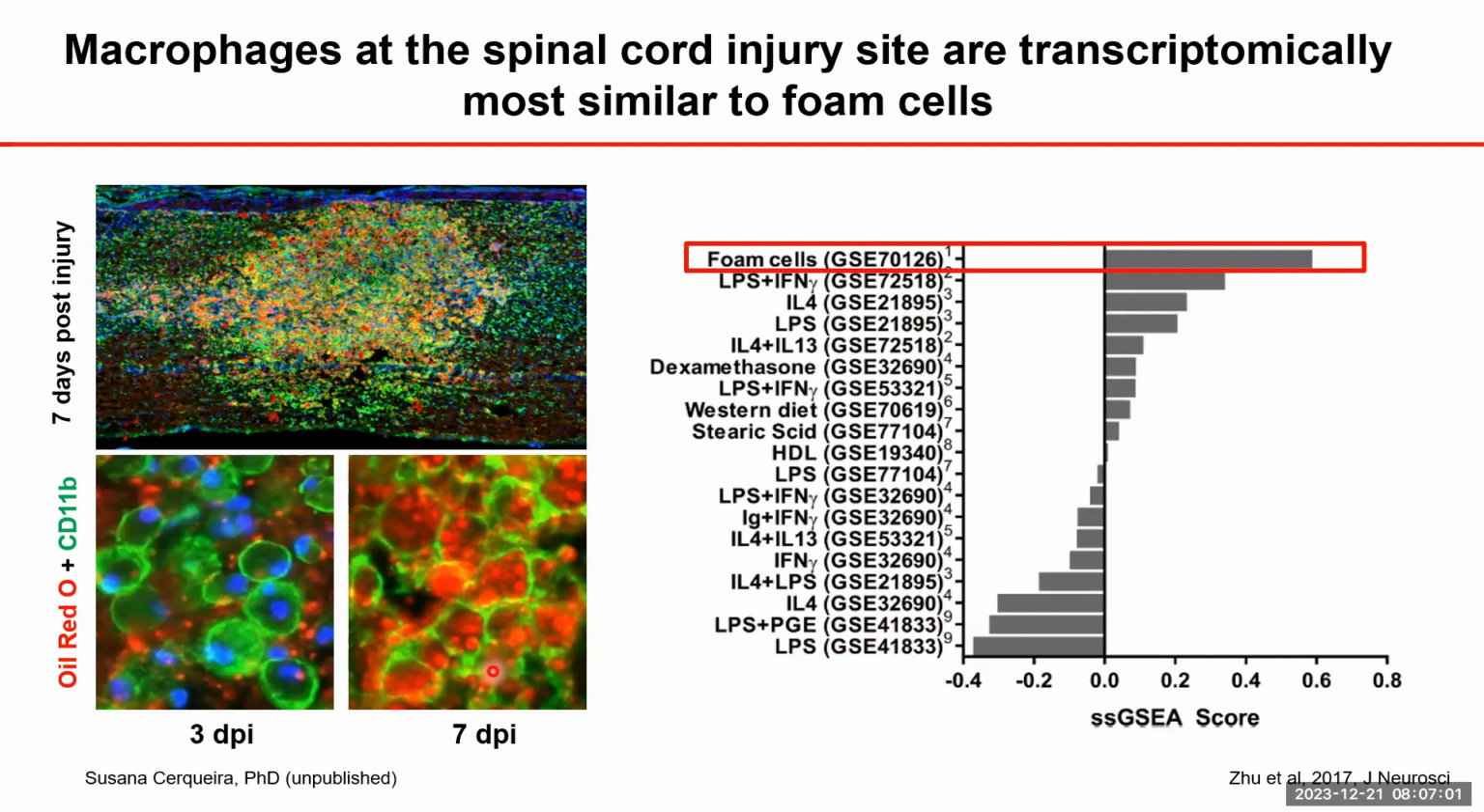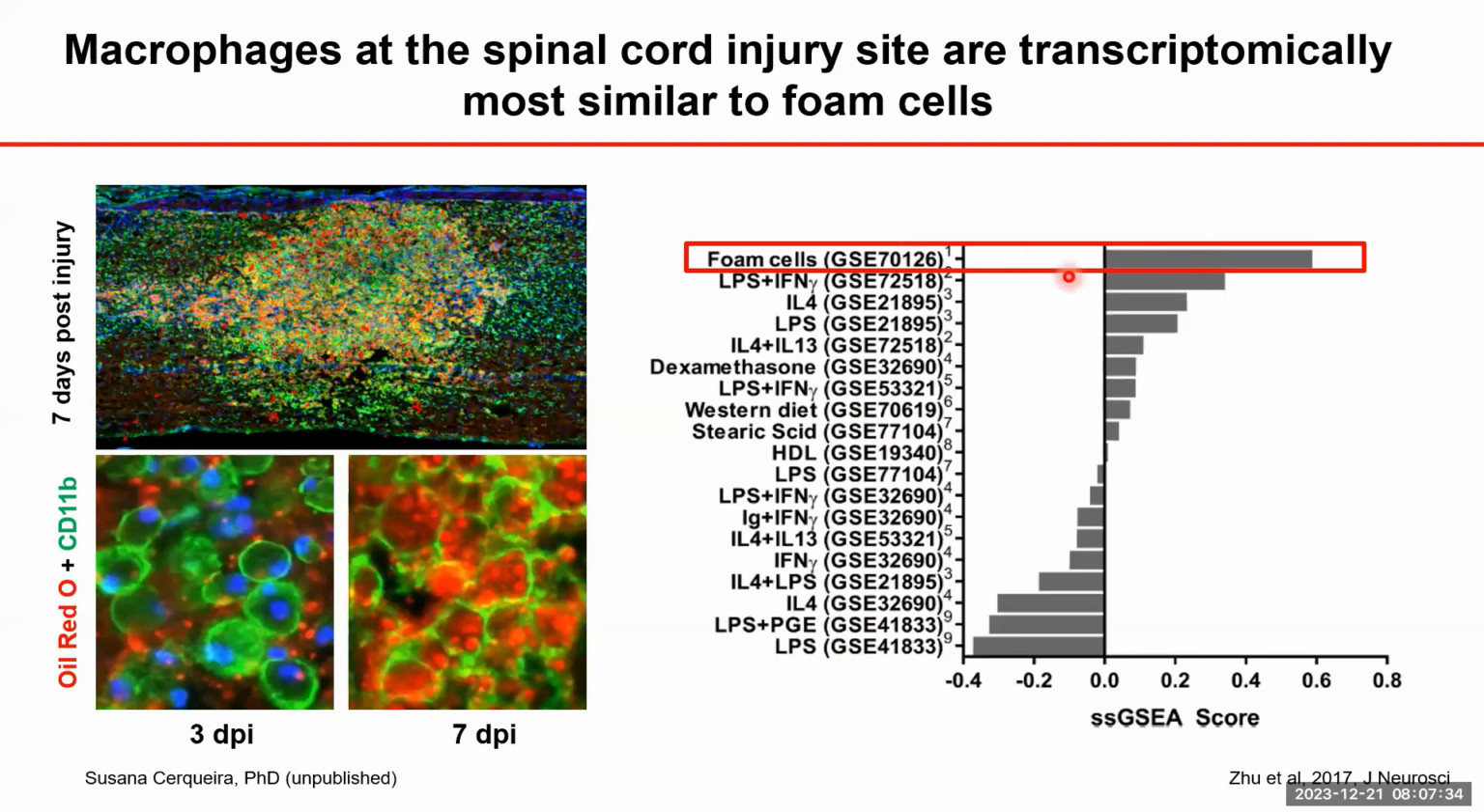We just wanted to know, because there was a lot of mixed data out there about how macrophages are categorized and considered. Are they M1-like or M2-like, pro-inflammatory or pro-regenerative? We just took an unbiased approach and took about 19 publicly available data sets, mostly in vitro, but some in vivo. And we just wanted to see what these cells were most similar to.